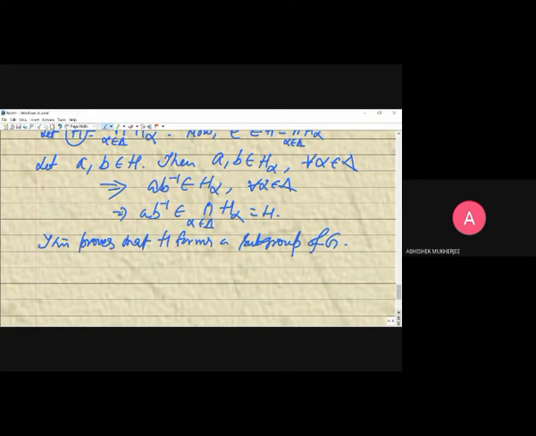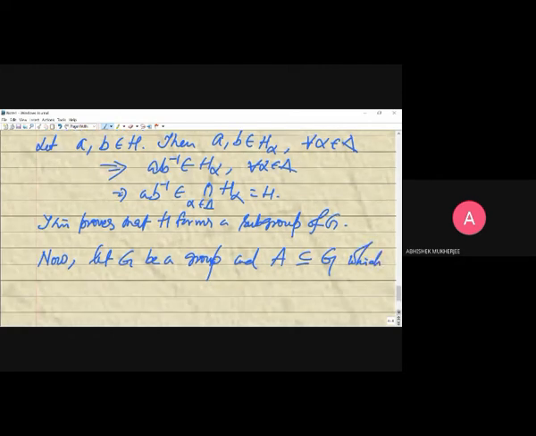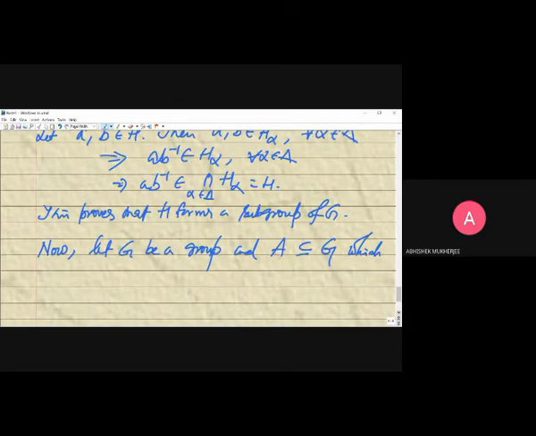Now I would like to move on to the discussion of constructing the smallest subgroup of the group G containing a subset. So now let G be a group and capital A be a subset of G.